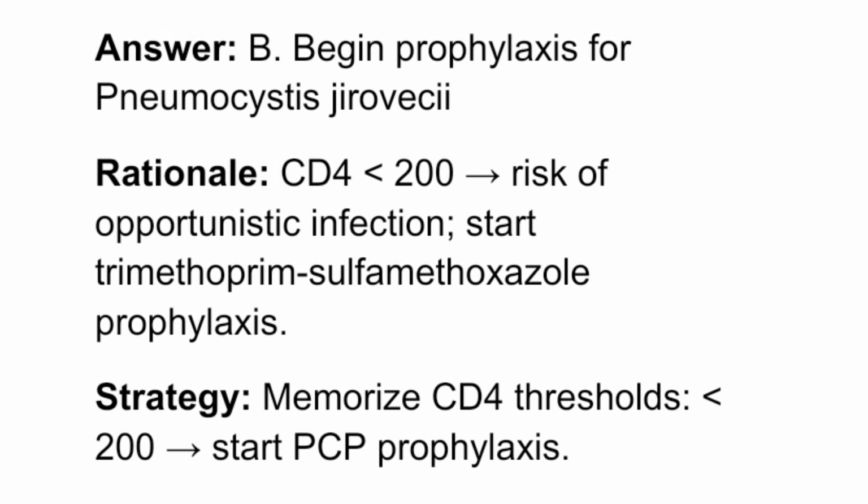Rationale: CD4 less than 200 means risk of opportunistic infection, so start trimethoprim-sulfamethoxazole prophylaxis. Strategy: memorize CD4 thresholds, less than 200 start PCP prophylaxis.